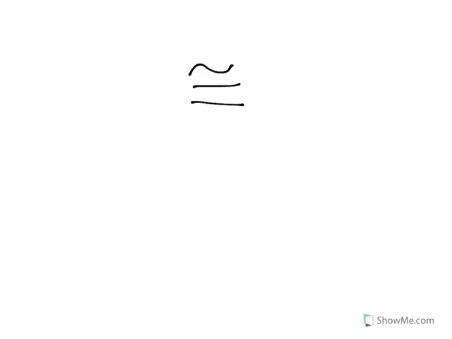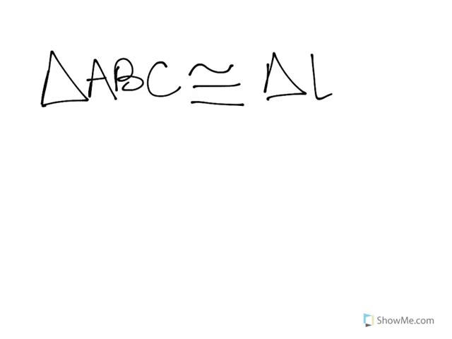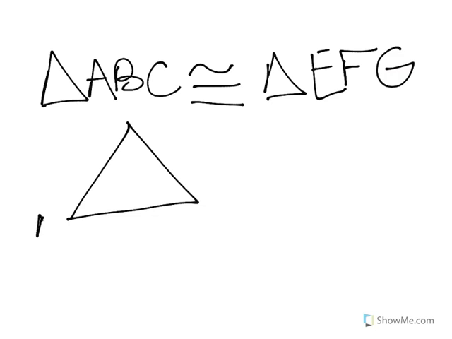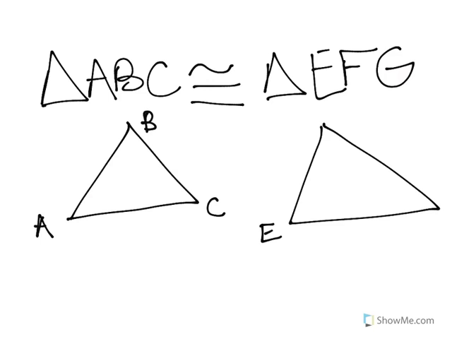So if we have two congruent triangles, and a problem tells us this, triangle ABC is congruent to triangle EFG, we can assume that these triangles are the same size and shape. That's what congruent means. Same size and shape.